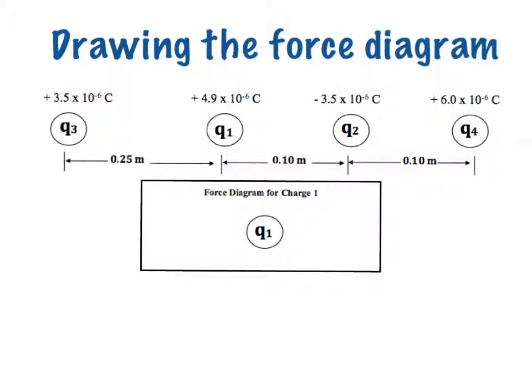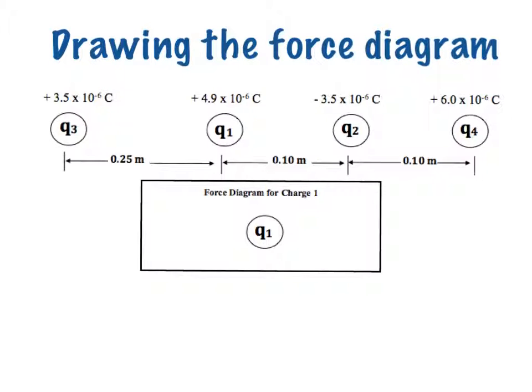So the first thing we have to do with each of these problems is start by drawing the force diagram. In this problem we're going to look at charge 1, and we need to determine the net force acting on charge 1. So the first thing I need to do is draw my force diagram based on attraction, repulsion, and those principles. Charge 1 up here is positively charged, charge 2 is negative.